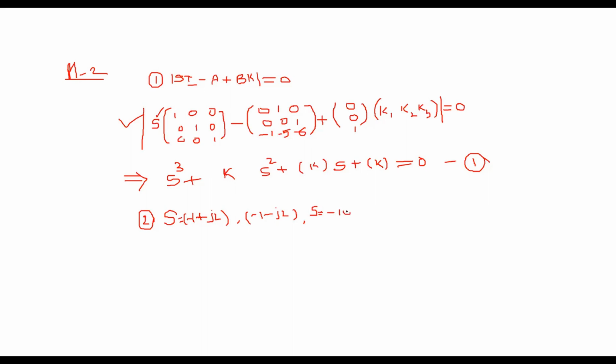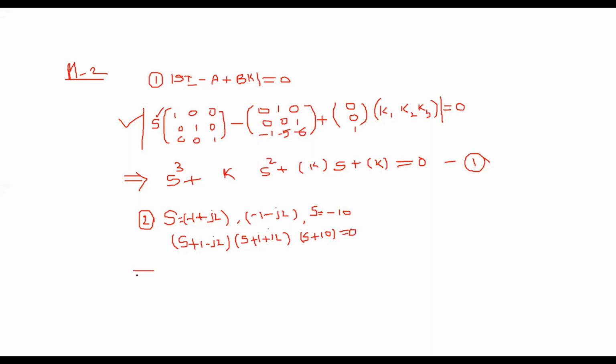S is equal to -10. So I can write all the poles in factor form. Therefore, I can write (S + 1 - j2) multiplied with (S + 1 + j2) into (S + 10) is equal to 0.